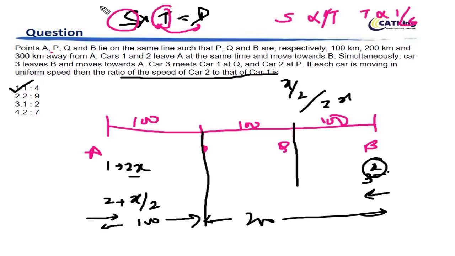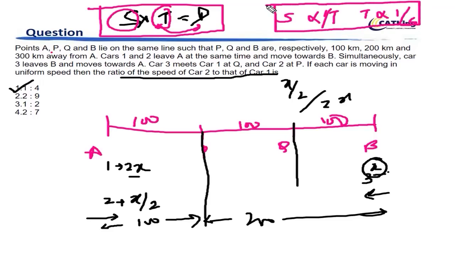So there are two concepts. One is direct proportionality, when either of s or t is a constant, and there is an inverse proportionality when distance is a constant. Okay, I hope you are clear with this concept. Let's move on and see the next question.